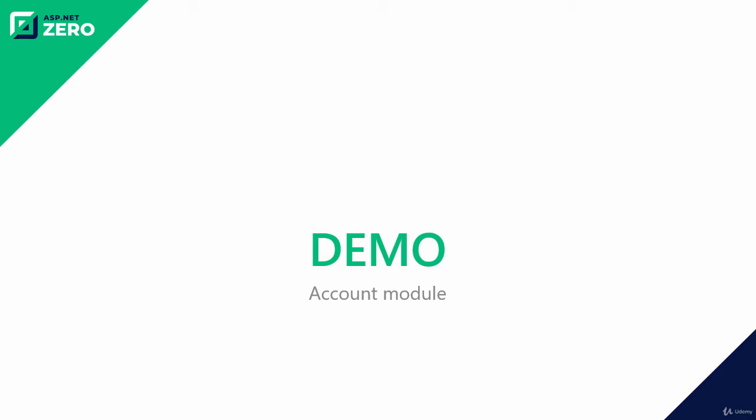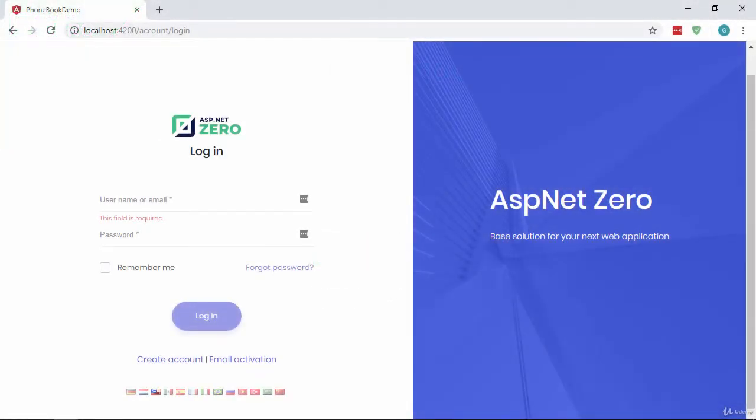Let's go back to Visual Studio for another demo and take a look at the functionality coming from the account module. So let us now take a look, before we look at the code, at the running application again, so that you have a clear idea of what we are looking at. When I go to localhost 4200, it will redirect me to account/login, and then I arrive on this login page.